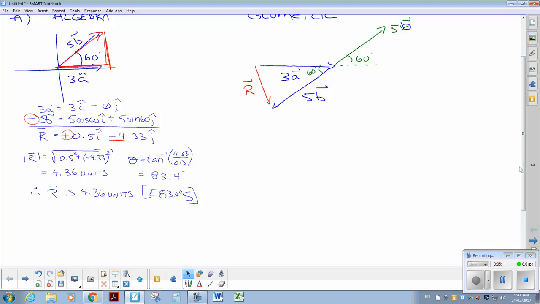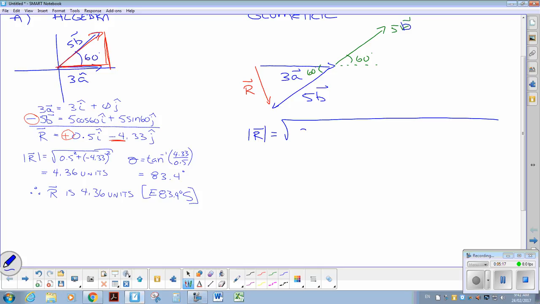Now we can go to our cosine law. The magnitude of the resultant is the square root of 3 squared plus 5 squared minus 2 times 3 times 5 cos 60. We'll plug that into the calculator, and we know we're going to get hopefully around the same answer we did before. I get the square root, hey, 4.36, that's a good sign. So there is your magnitude of the resultant.